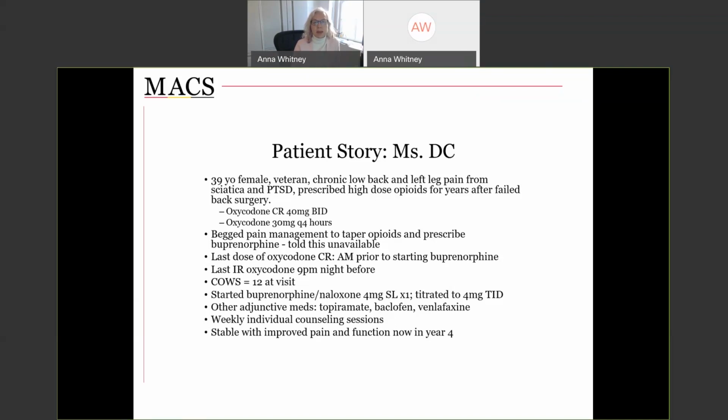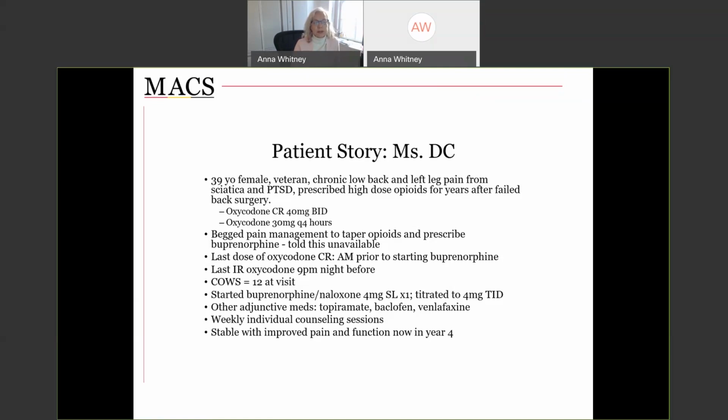And she had actually begged her pain management specialist to taper the opioids and prescribe buprenorphine, but had been told that was unavailable. So she came to me really looking for an alternative. And the alternative that we went to was buprenorphine. The way we did that was that she took her last dose of sustained-release OxyContin on the morning before starting the buprenorphine, and her last short-acting oxycodone at 9 p.m. the night before. We did a COWS when she came in.